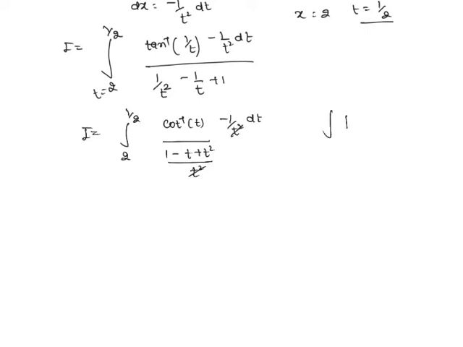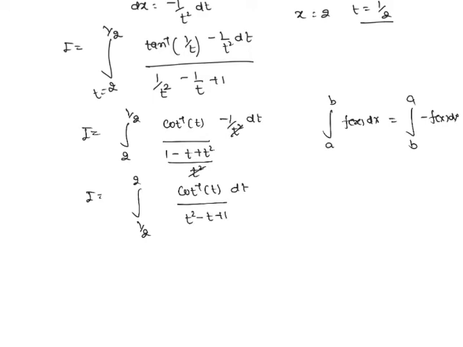We know the integral of f(x) dx from a to b is nothing but minus the integral from b to a of f(x) dx. So here we can see I equals the integral from 1/2 to 2 of cot inverse t dt divided by t square minus t plus 1. Now we can change the variables. So t equals x we can put. So this will become I equals the integral from 1/2 to 2 of cot inverse x divided by x square minus x plus 1 into dx.